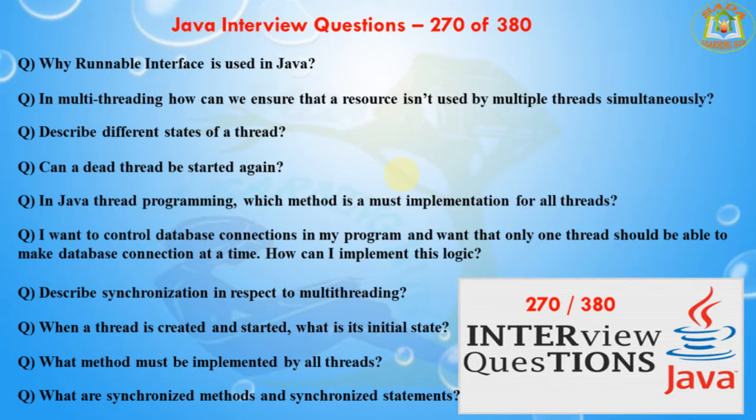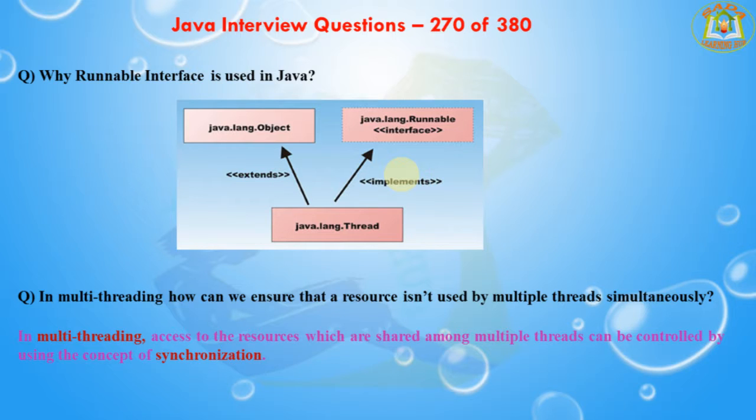Today's session we are going to learn the most important Java interview questions. The first one is, why is the Runnable interface used in Java? The Runnable interface is used in Java for implementing multi-threaded applications. The java.lang.Runnable interface is implemented by a class to support multi-threading.